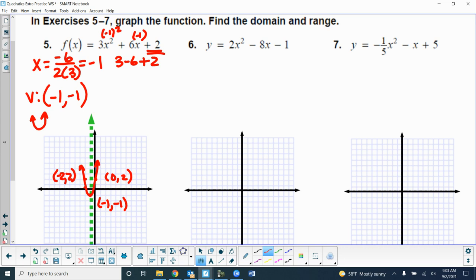So, number 6. What's the axis of symmetry? Caitlin? 2. Good. Tristan, what's the vertex? I got 2, -9. Good. Anybody have a question on how we found those? What's my y-intercept? Nick? Good. Okay, that's our C value.